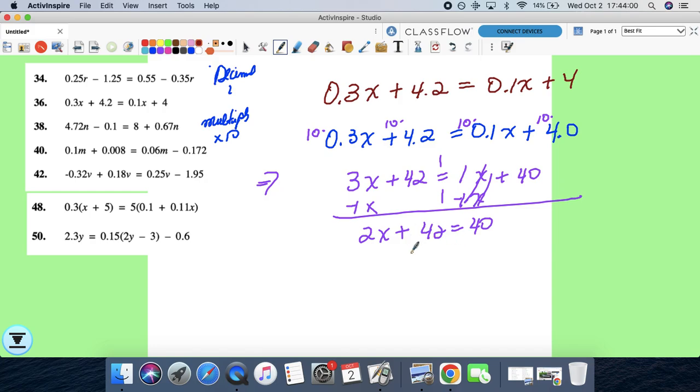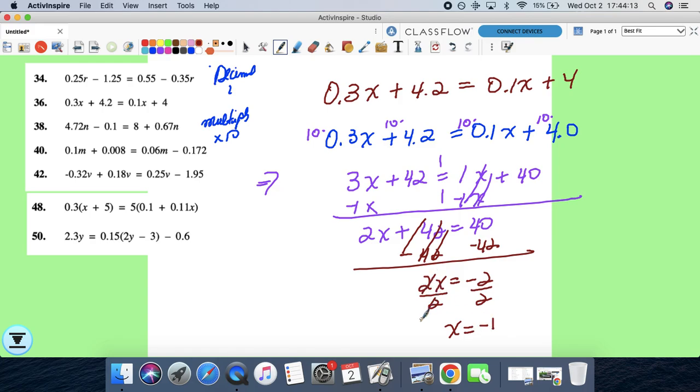Minus 42 on both sides. That goes away. 2x equals negative 2. Divide this side by 2, divide this by 2. X equals negative 1. Okay, so I did this one a little faster at the bottom. So x equals negative 1.